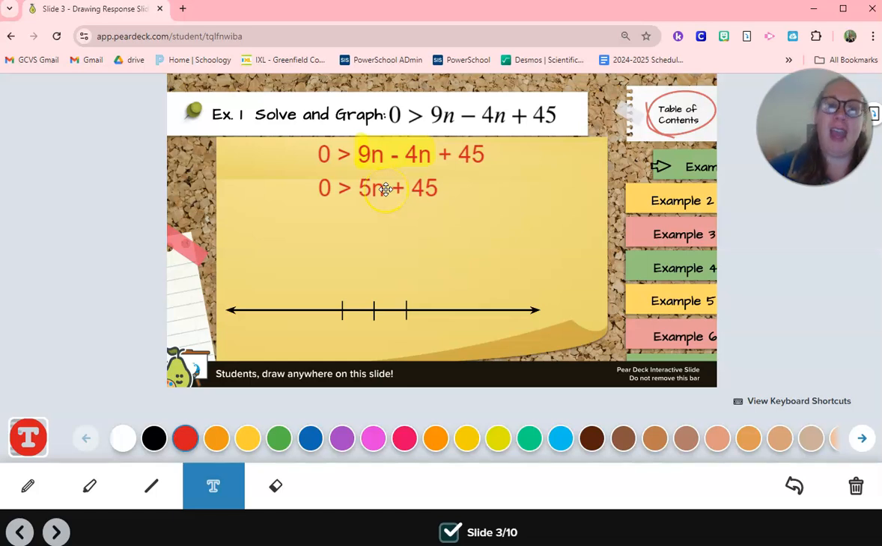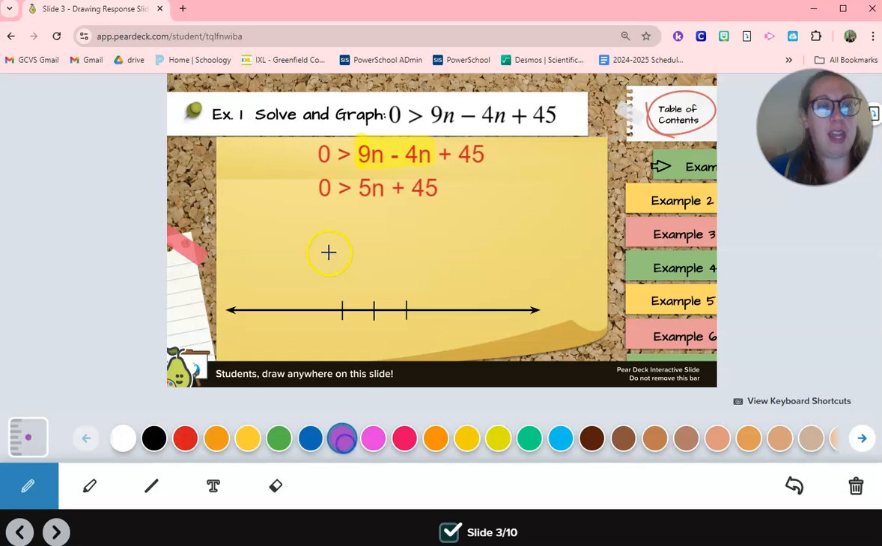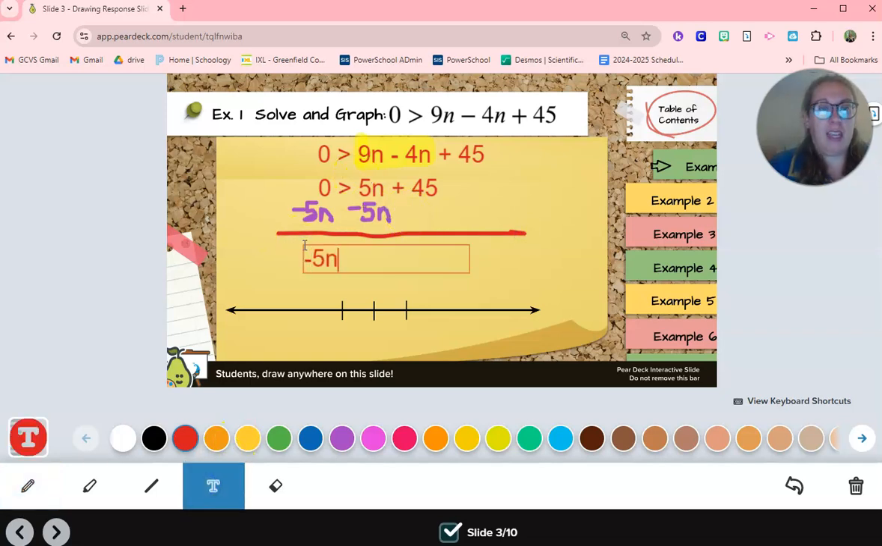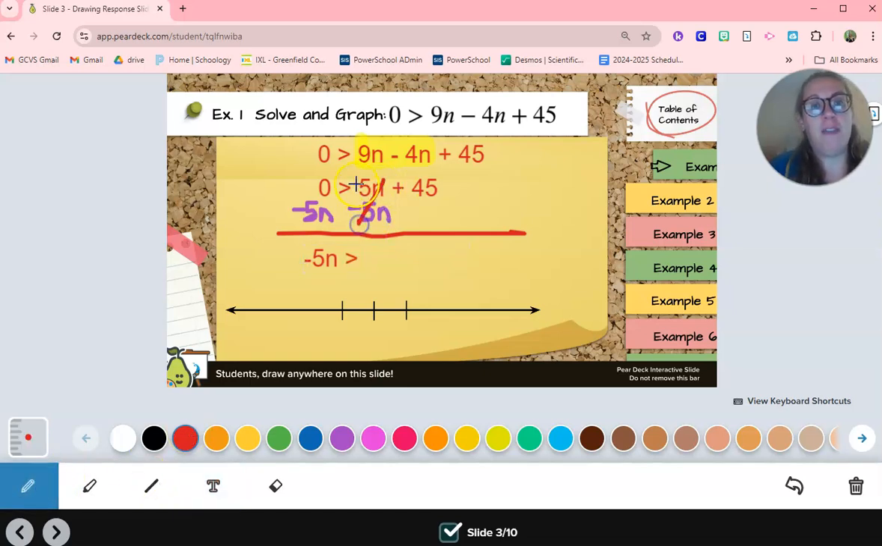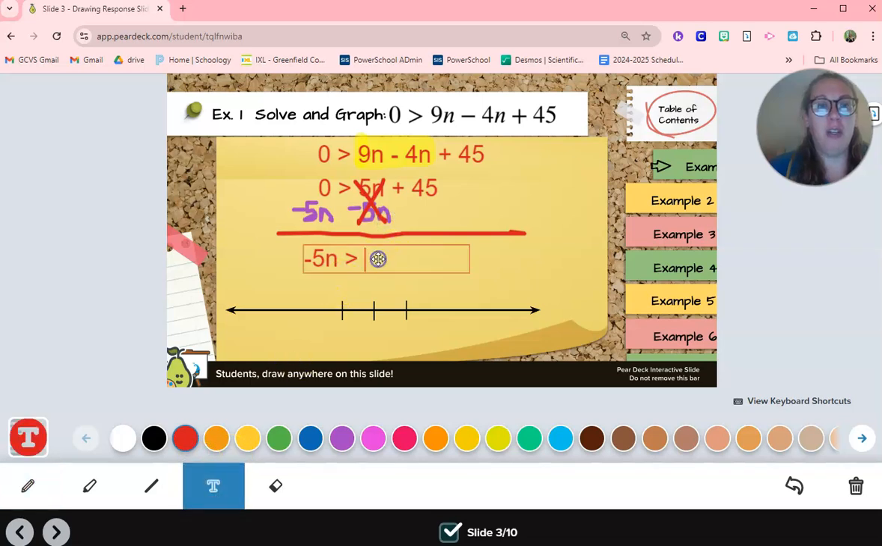I want my n on the left side of the inequality so that it's n blank some number. So I want to move that 5n, and I'm going to do that by subtracting, that inverse operation. Because it's a positive 5n, we subtract 5n on the left and we subtract it on the right. So on the left we have negative 5n is greater than 5n minus 5n cancels out to 0, and we're just left with 45.